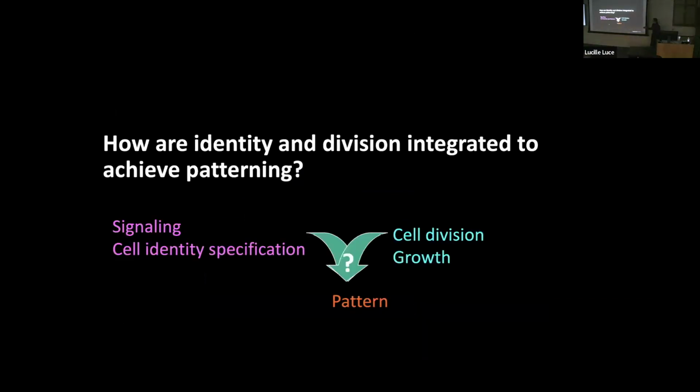So when we started thinking about giant cells, the very first question we had is, how do you integrate cell division and growth with signaling and how a cell is specifying its identity to get at the pattern? How do these things come together? Because a lot of people have studied signaling and cell identity specification, but not in the context of what's going on with growth.